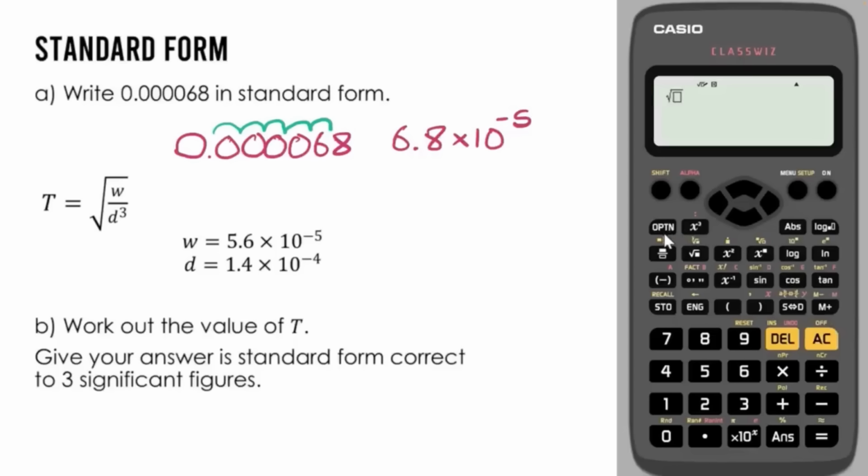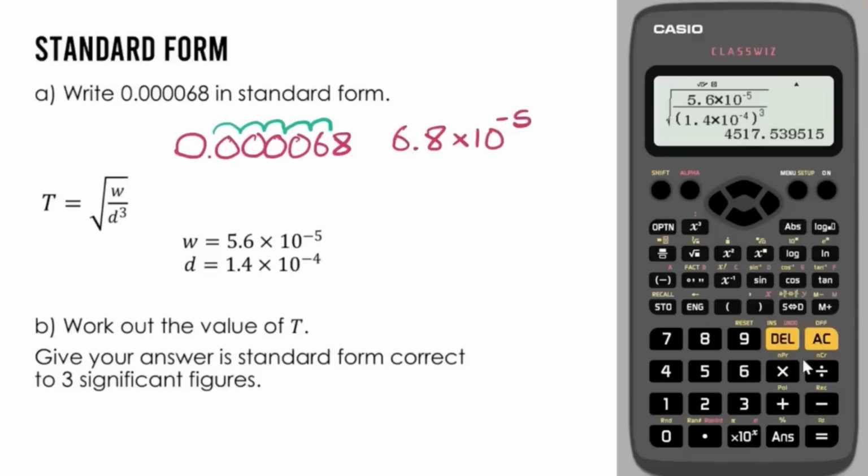For the next part of this question, we have quite a large sort of fraction to type in under this square root. We need to put these numbers that are in standard form into the fraction, being careful to put our negative power in, and then coming out of the top onto the bottom. And this one has d cubed on the bottom. So I'm going to put this one in brackets, 1.4 times 10 to the negative 4, and then once I close the bracket and make sure we come out of the power, then I can put my cubed in, and there we go, we have our power of 3, pressing equals, and we will get our answer.